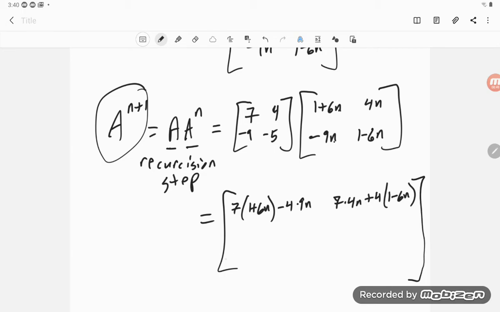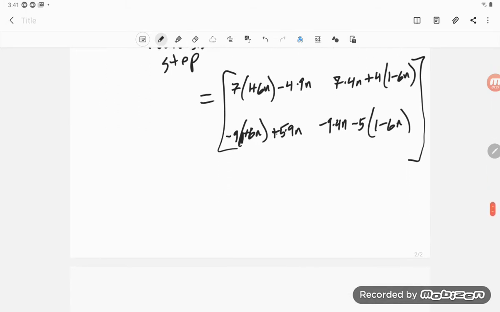And then the bottom row, I get negative 9 times 1 plus 6n. Didn't write that very well. And then minus, and a minus. I got a minus 5 and a minus 9, so plus 5 times 9n. And then minus 9 times 4n. And the minus 5, so minus 5 times 1 minus 6n. Okay, so that's my result.